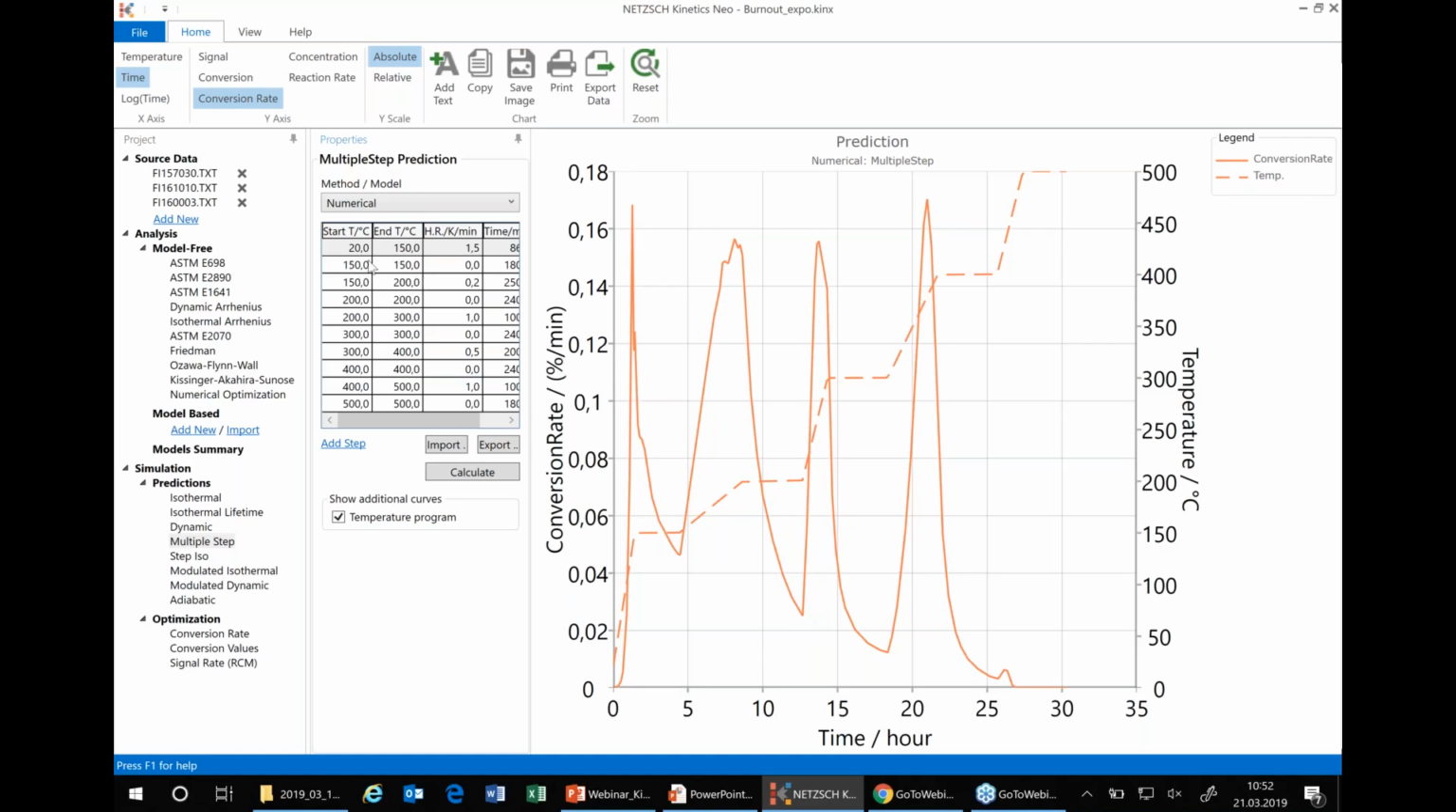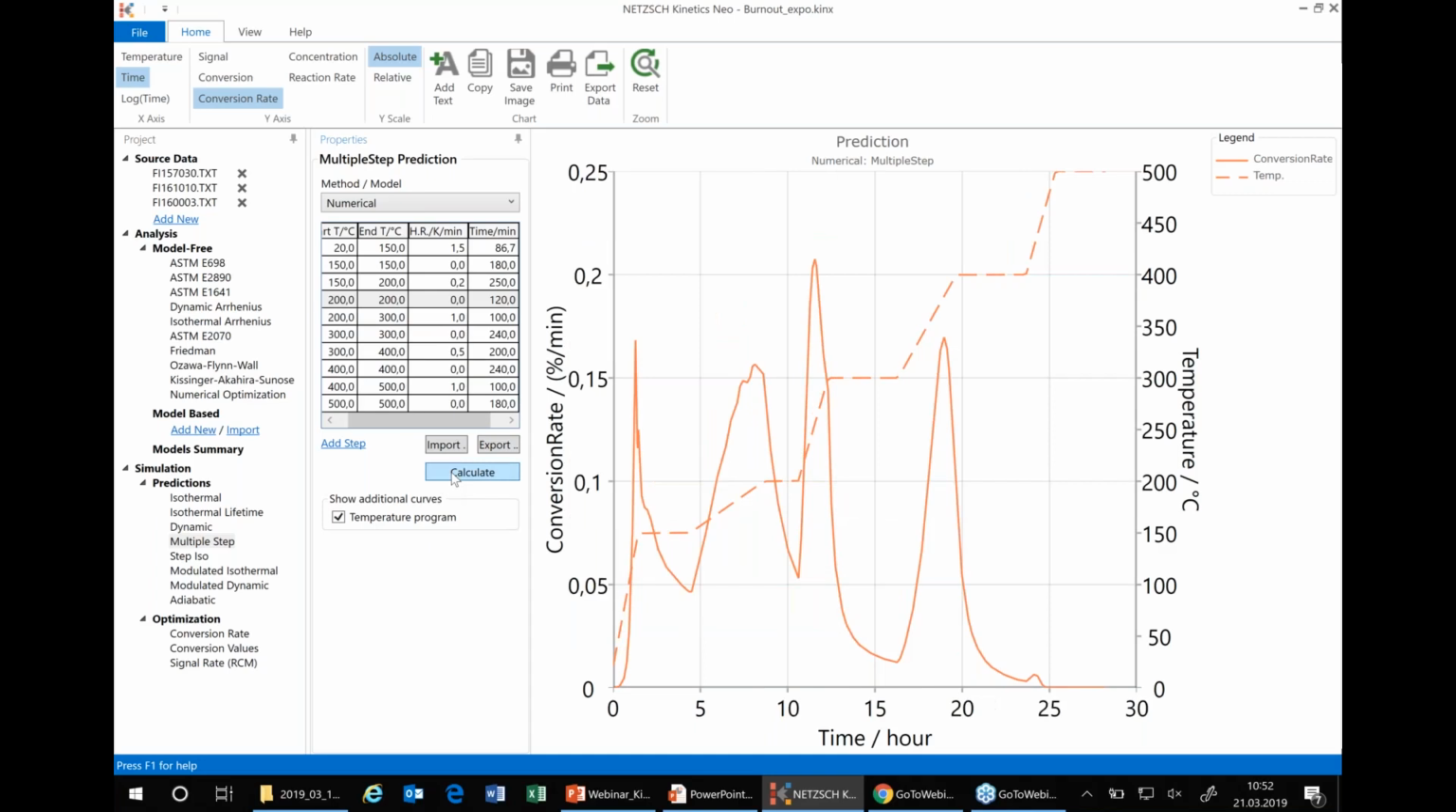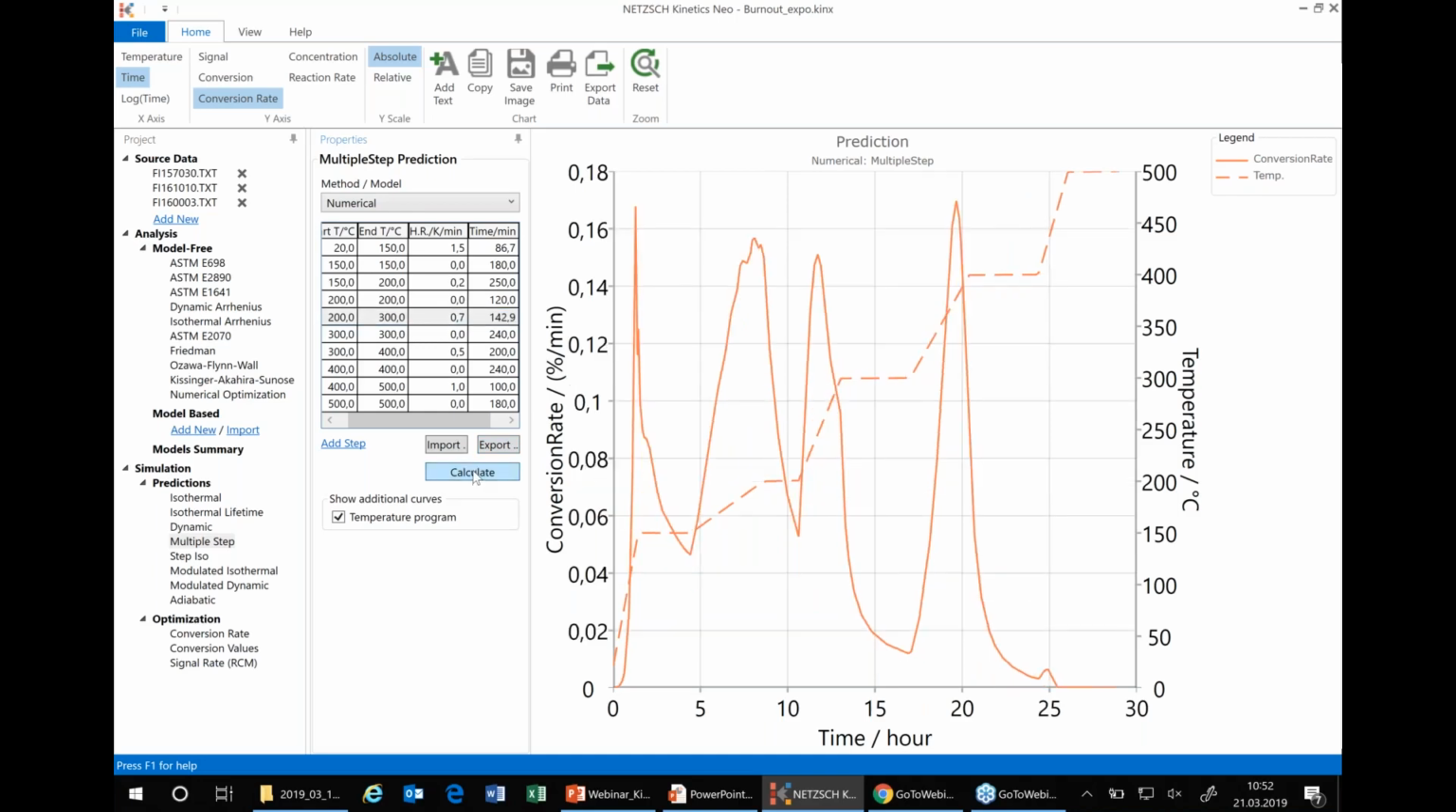Let's reduce the time from 4 hours to 2 hours. Let's see what happens. Yeah, it's much better. Now we can make the next peak a little bit less by reducing the heating rate. Yeah, it's better. Next one.